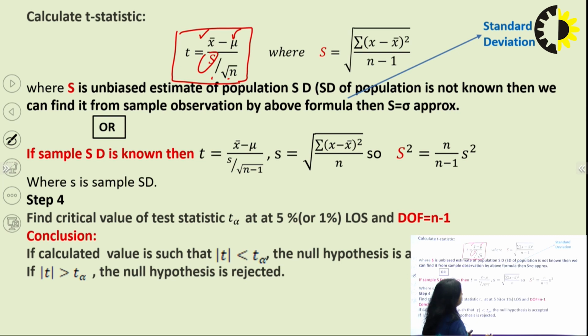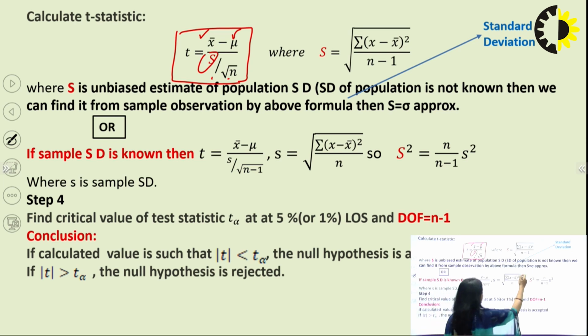But we need the standard deviation of the population. We don't need the standard deviation of the sample. We need the standard deviation of the population. But we don't have the standard deviation of the population, and it may be impossible to find, because the population may contain a large number of items. So we will find the standard deviation of the population using the sample observations.